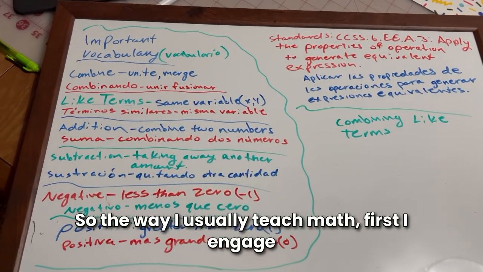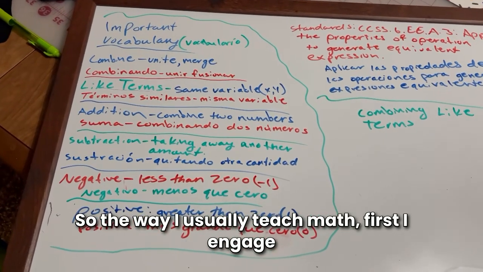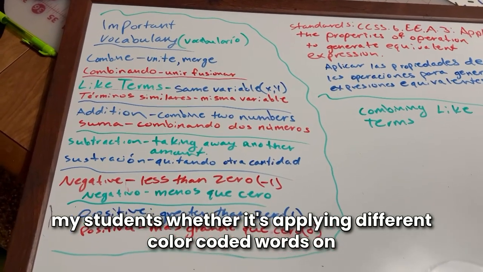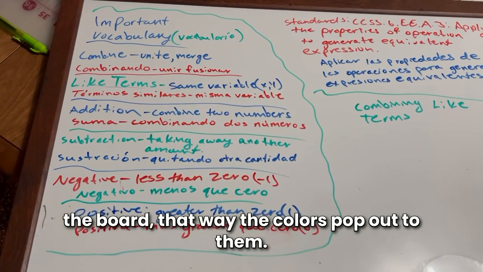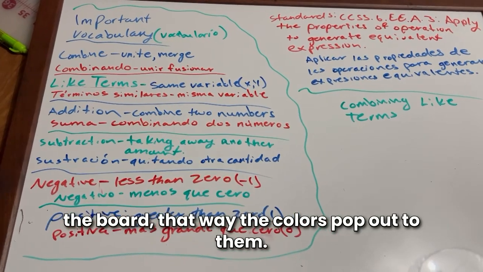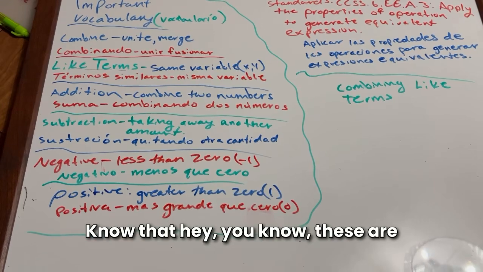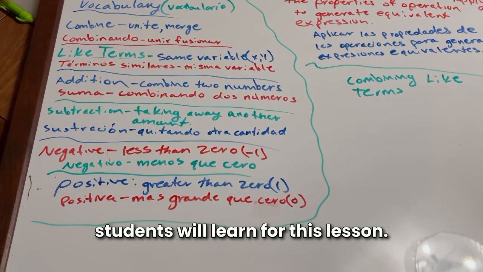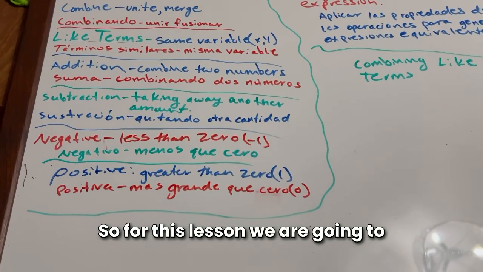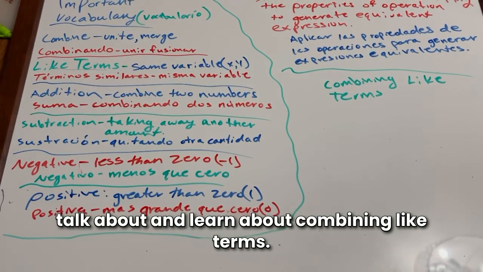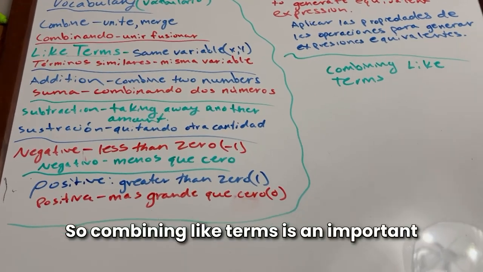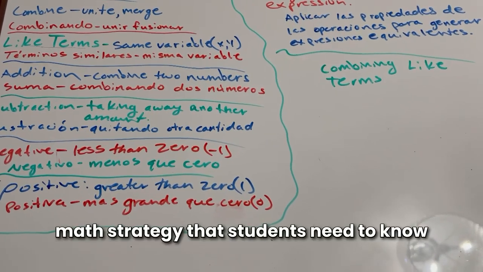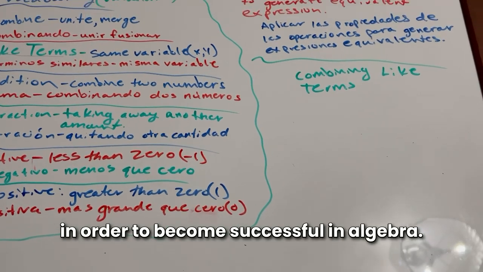The way I usually teach math, first I engage my students, whether it's applying different color coded words on the board. That way, the colors pop out to them and they know that these are the things that English learners and other students will learn for this lesson. So for this lesson, we are going to learn about combining like terms. Combining like terms is an important math strategy that students need to know in order to become successful in algebra.